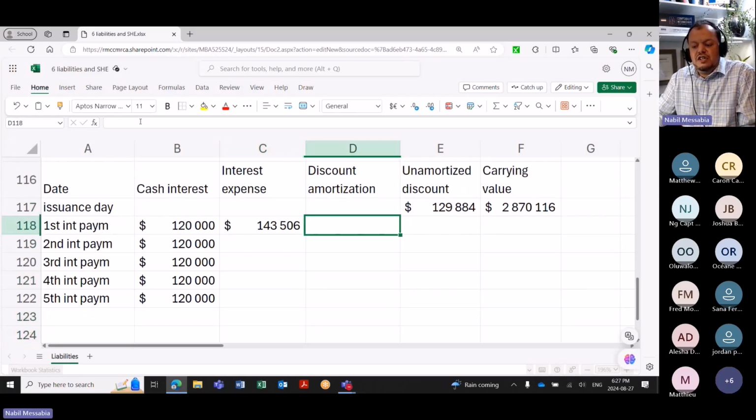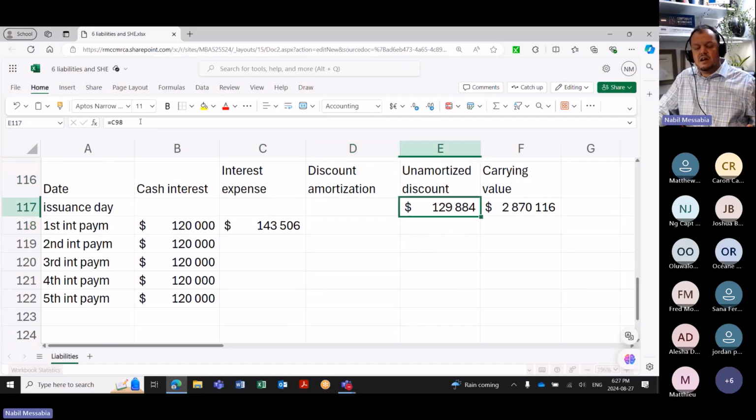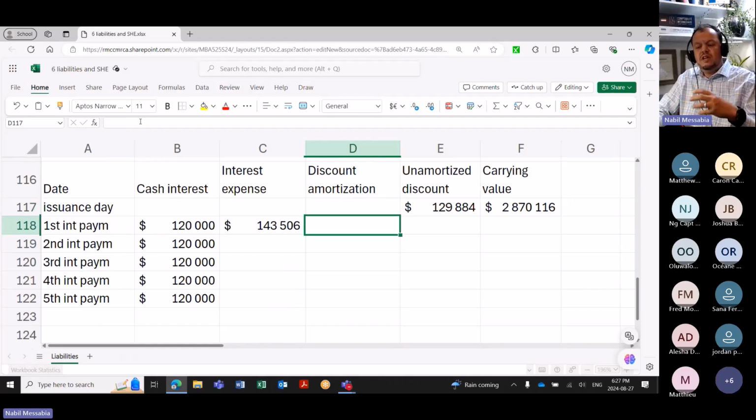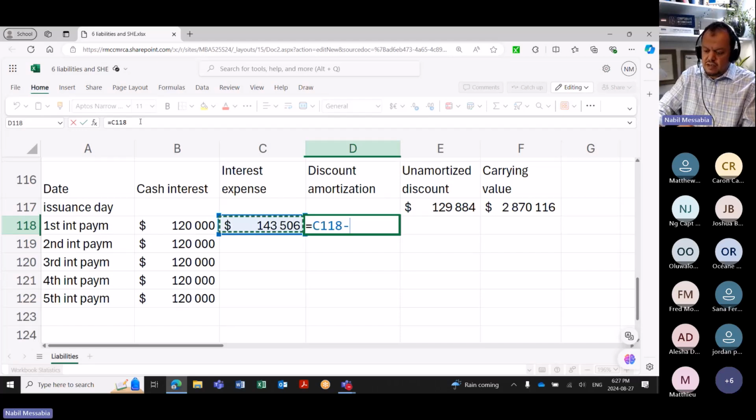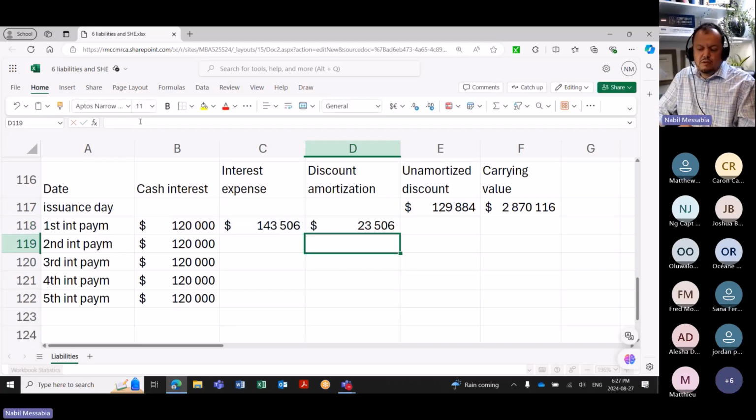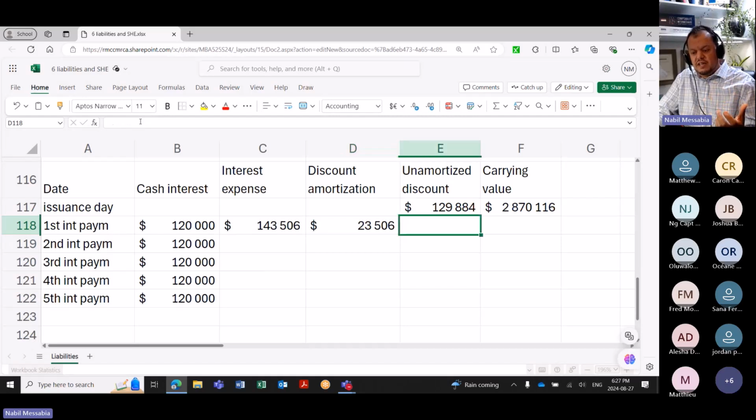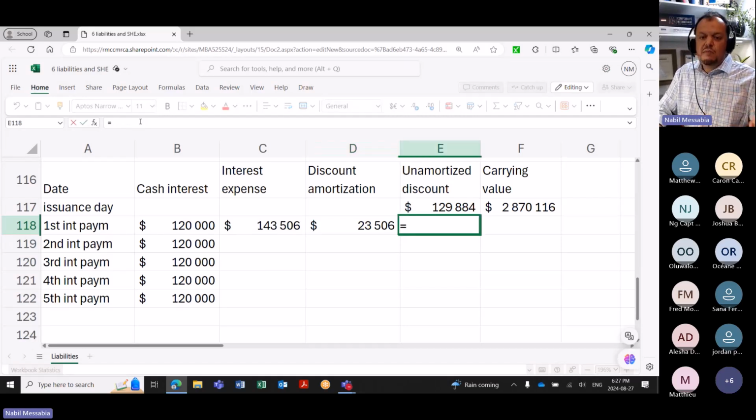The discount amortization is simply the difference between both. So the unamortized discount at the beginning was $129,000, and it will keep being amortized progressively. And each time it will be decreased by the difference between the cash interest and the interest expense. This minus this. So I have $23,000 of amortization. After this first amortization, the unamortized amount will go down from 129,000 to 129 minus 23.